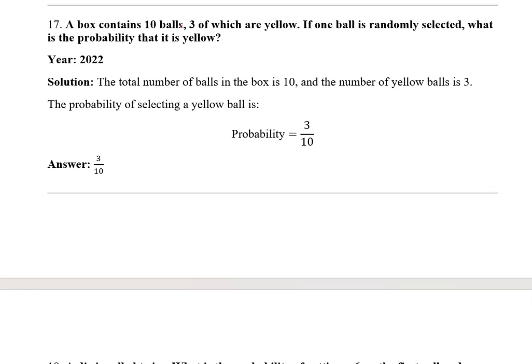A box contains 10 balls. 3 of them are yellow. If one ball is randomly selected, what is the probability that it is yellow? The total number of balls in the box is 10. The number of yellow balls is 3. The probability is 3/10.